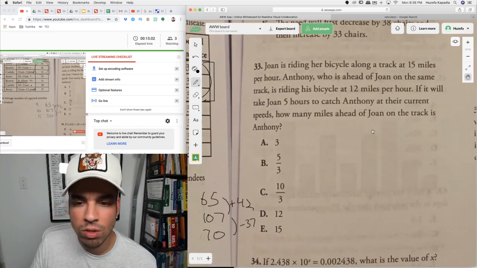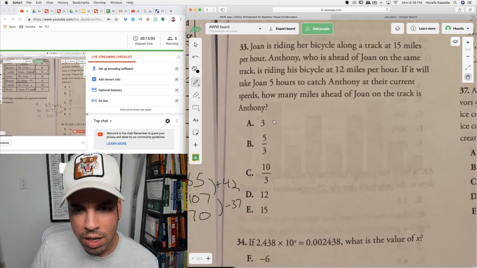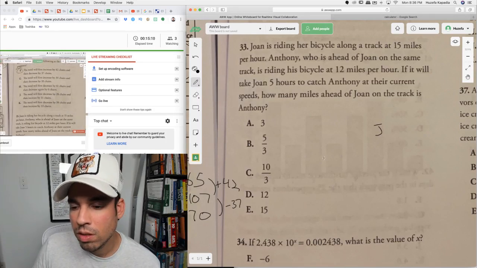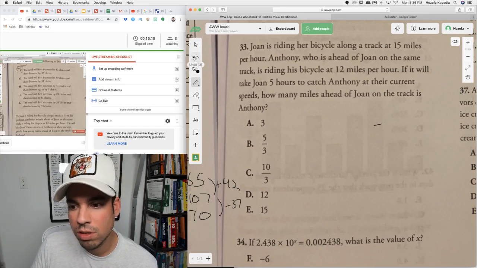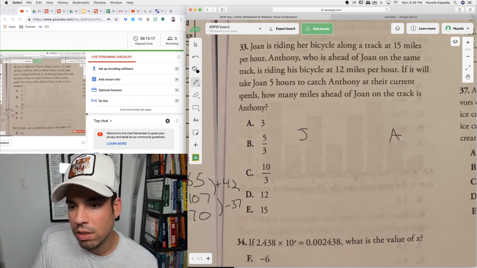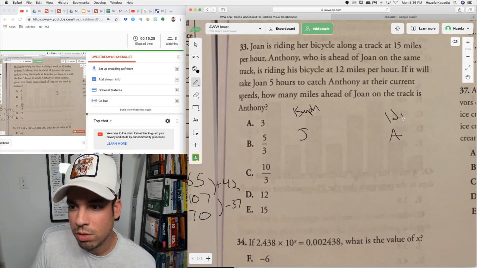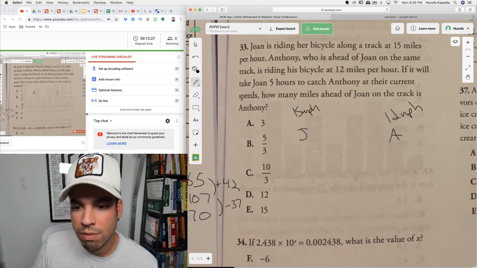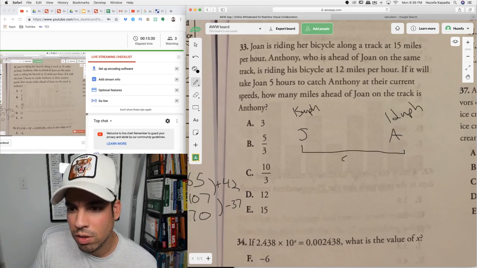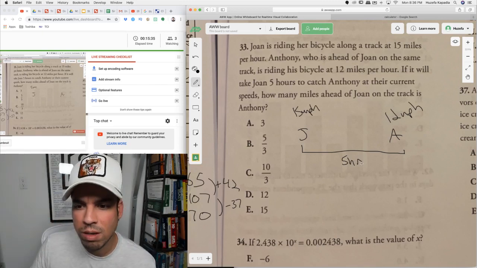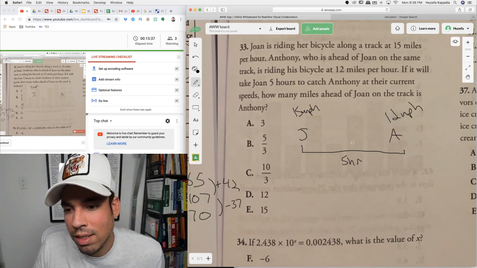Feel confident. 33. Joan is riding her bicycle along a track at 15 miles per hour. Anthony, who is ahead of Joan, let's do it like this: Joan, Anthony, 15 miles per hour. Anthony, ahead of Joan, is riding his bike at 12 miles per hour. If it will take 5 hours for her to catch him at their current speeds, how many miles ahead of Joan on the track is Anthony?